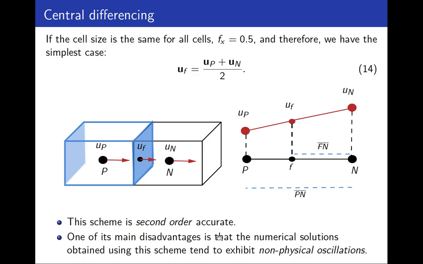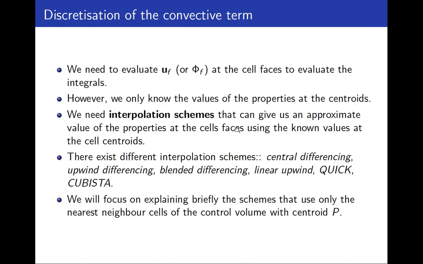So this scheme is second order accurate, which means that it will give us some sort of good numerical solution. The higher the order of accuracy of our interpolation scheme, the better. But one of its main disadvantages is that the numerical solutions obtained using this scheme will tend to exhibit non-physical oscillations.